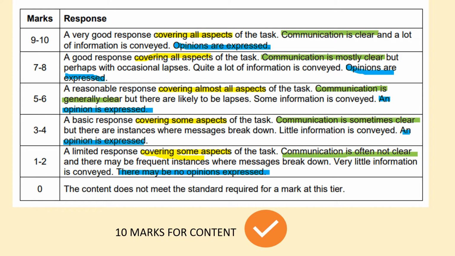Always focus on what you know how to say. It doesn't need to be true. It doesn't need to be interesting. It doesn't need to be complex, but it does need to be clear. Okay? Let's see what I've done to get 10 marks for content.